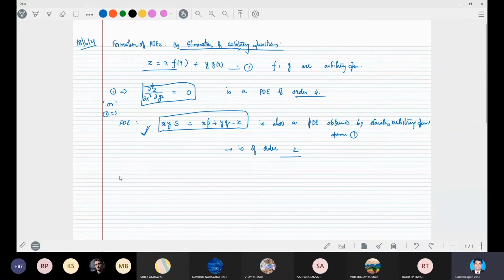Elimination of arbitrary function. Let F(u, v) is equal to 0. So this is another kind of arbitrary function, capital F, which is a relationship between u and v, where u is equal to u(x, y, z) and v is equal to v(x, y, z). Are you understood? They are functions of x, y, z.